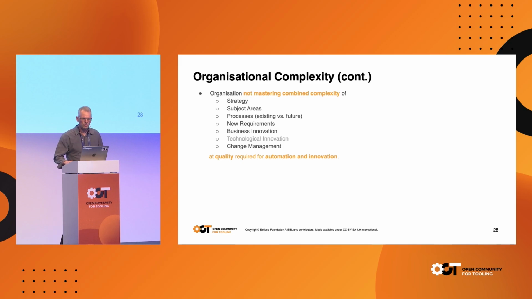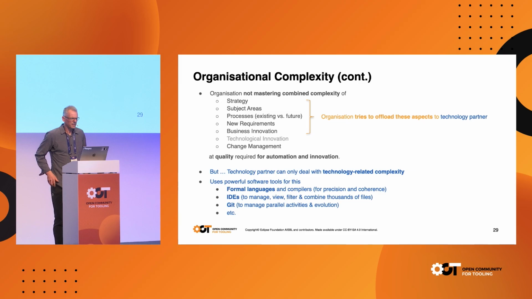So what they do typically is they try to find someone that they can delegate it to. And that's the technology partner. That's your IT company who does transformation projects, who does web applications, stuff like that. The problem there is that these technology partners can only deal with technology-related complexity. They use very powerful tools to do this and are successful at it, like formal languages, compilers, integrated development environments, and, for example, Git. Hold that thought too.